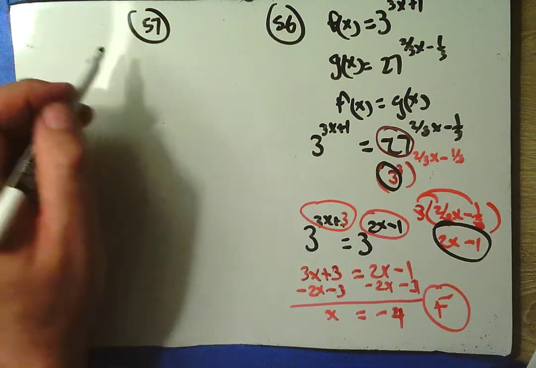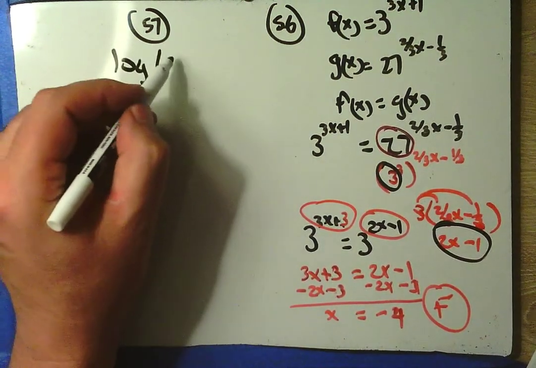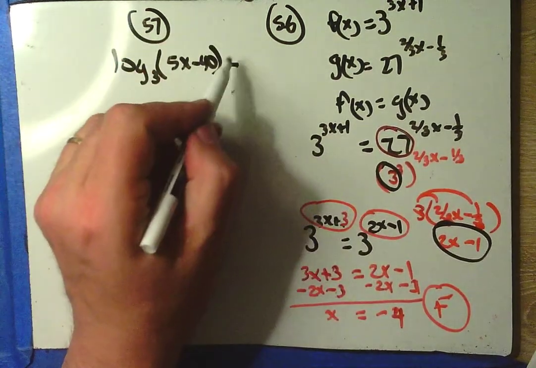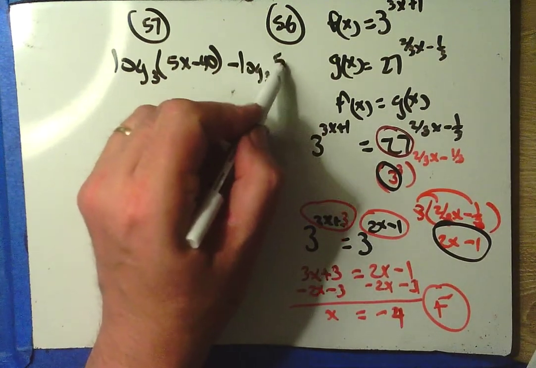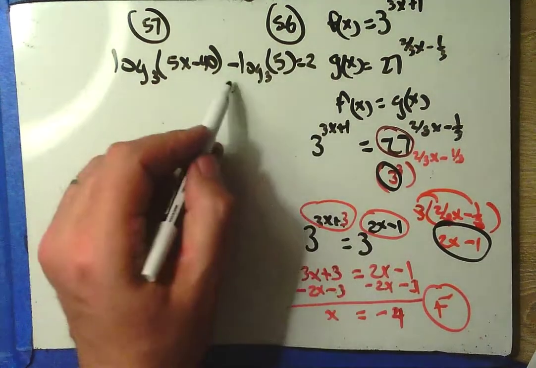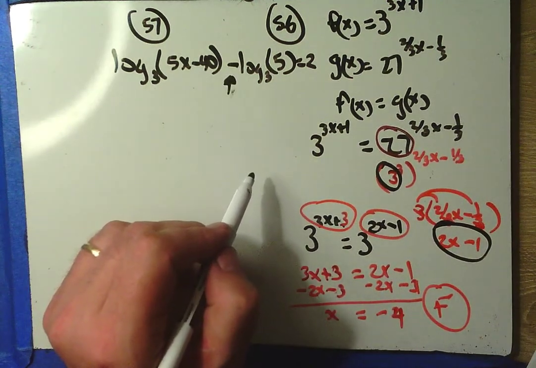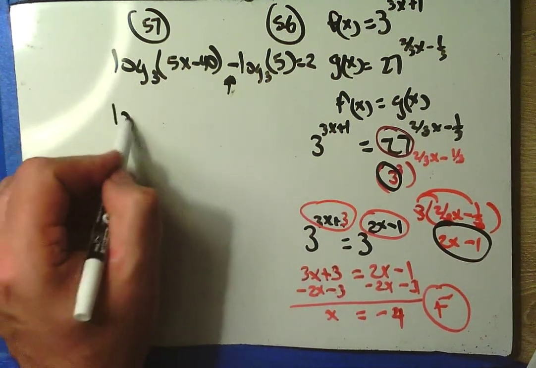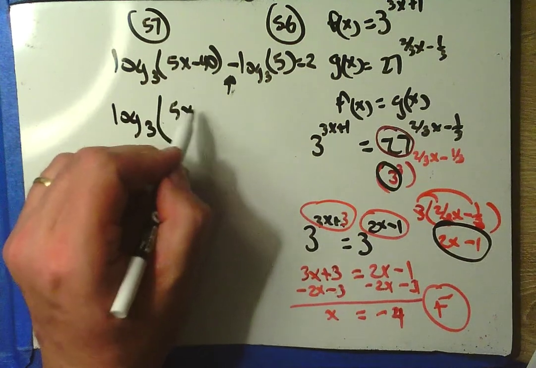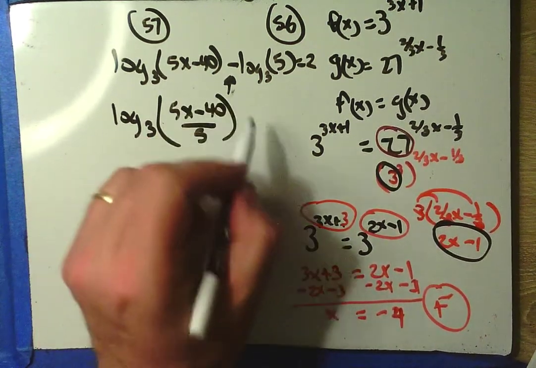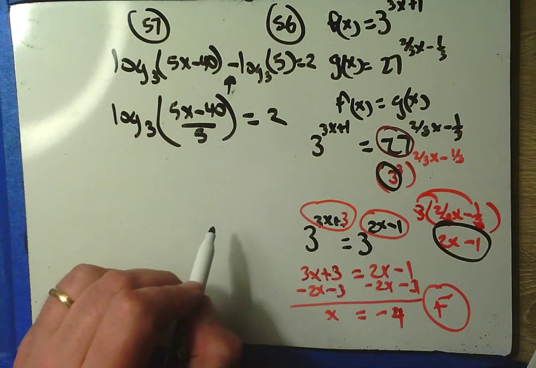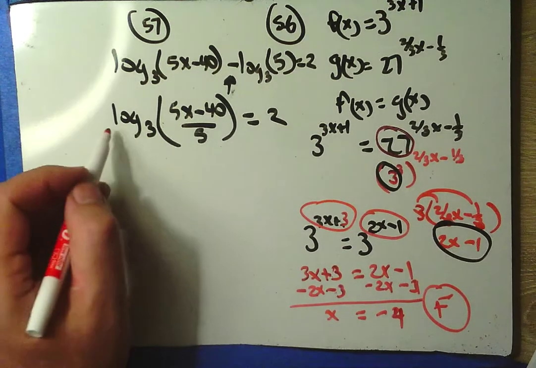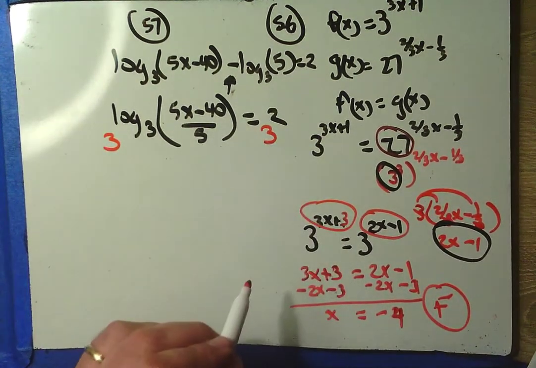57. What is the value of x that satisfies the equation log base 3 of 5x minus 40, minus log base 3 of 5, equals 2? Well, first we need to condense this into one log using our log properties. Log base 3 of (5x minus 40) over 5 equals 2. And I can exponentiate to get rid of the log. Use 3 as a base on both sides.